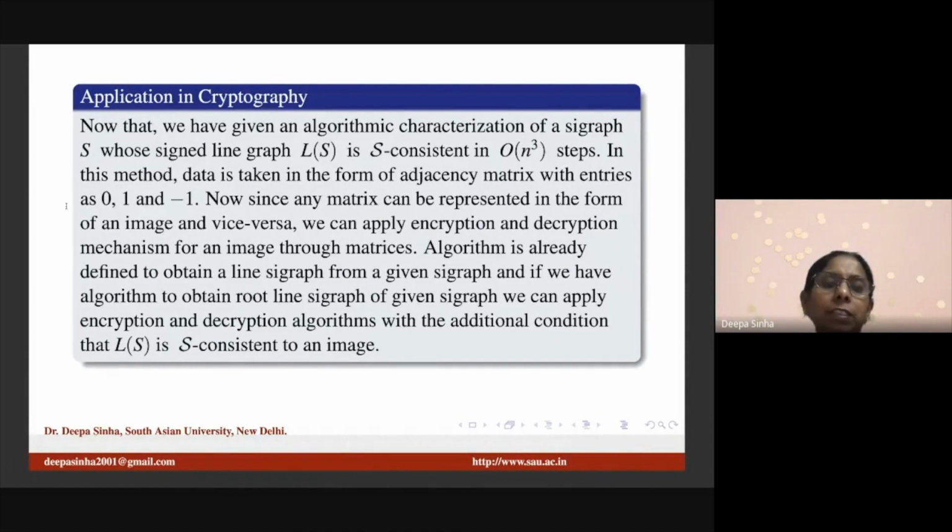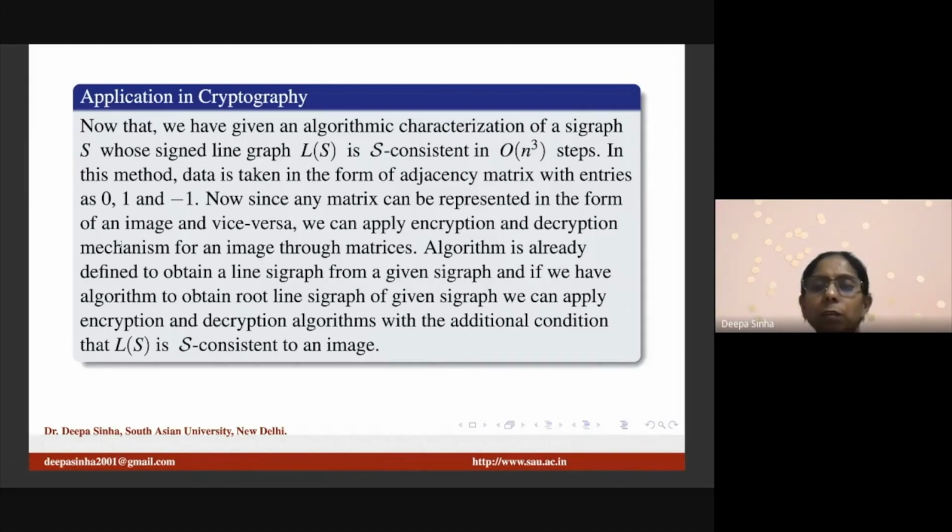Now here, as an application in cryptography, we have given an algorithmic characterization of a sign graph S whose line sign graph LS is S-consistent and which is of order 3. In this method, data is taken from the adjacency matrix with entries as 0, 1 and -1. Since any matrix can be represented in the form of an image and vice versa, we can also take the help of MATLAB to apply an encryption and decryption mechanism for an image through matrices.